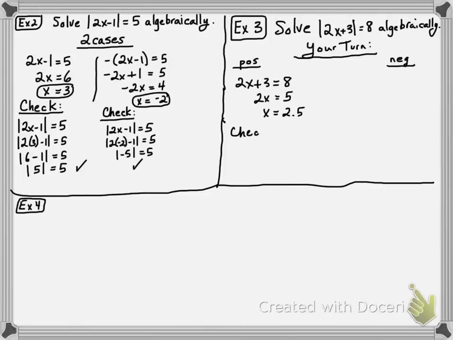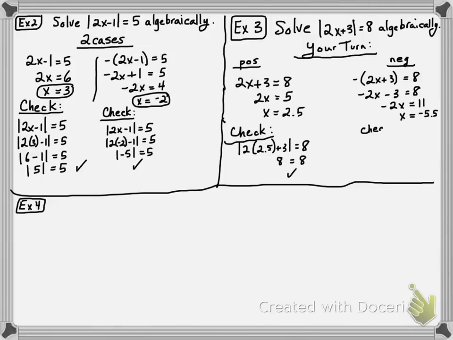So we have 2x plus 3 is equal to 8, which means x is equal to 2.5. If I substitute it in, it works. And the negative of 2x plus 3 is equal to 8. And if I substitute in, I get negative 5.5 and negative 8. The absolute value of negative 8 is equal to 8 with my substitution, and that works as well.